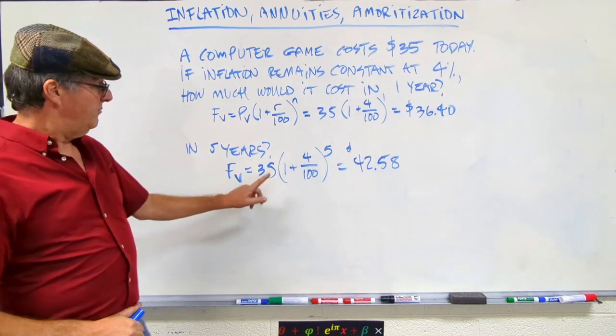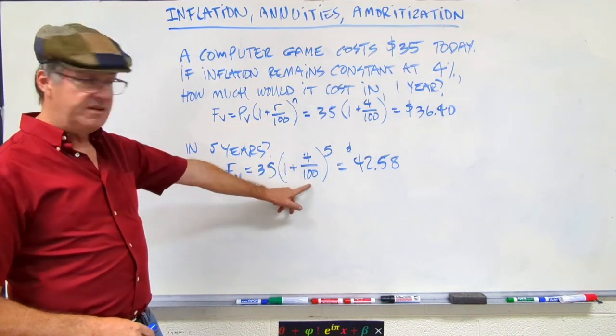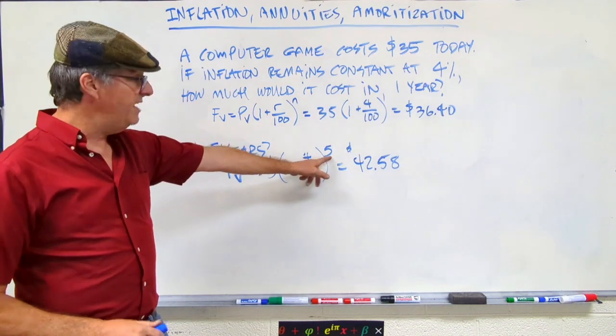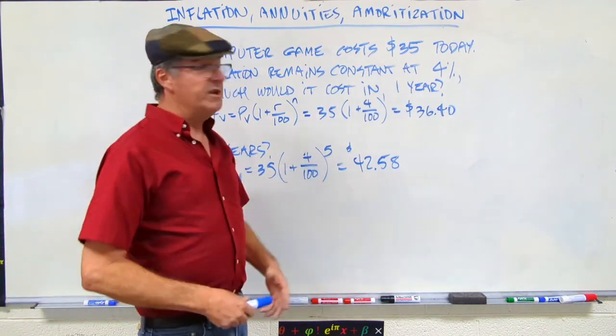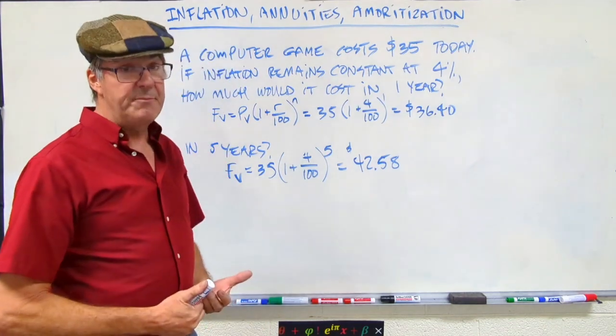Future value, present value, times 1 plus 4 over 100 for 4% interest. Now our exponent is 5. Crunch those numbers. Now I get $42.58. So over 5 years, that's going to increase quite a bit more.